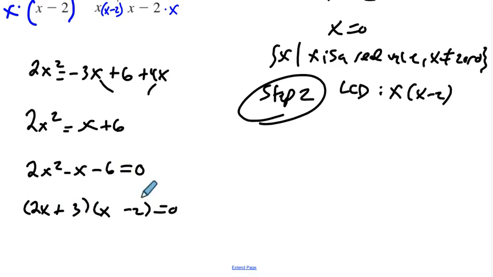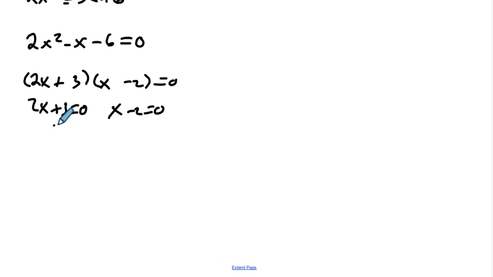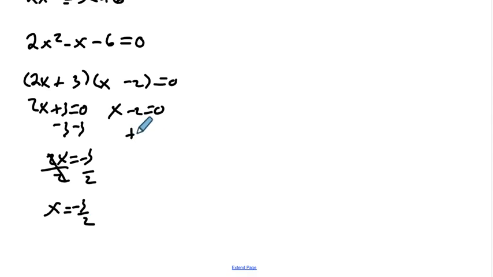Good. So now set each factor equal to 0. 2x plus 3 equals 0, and x minus 2 equals 0. And if I solve now for x, minus 3 on both sides, divide by 2, so x equals negative 3 halves, and then I'm going to add 2, so x equals 2. Great, so now we have two solutions.